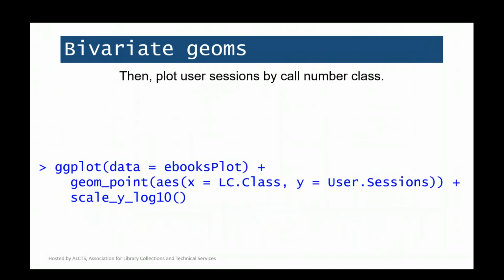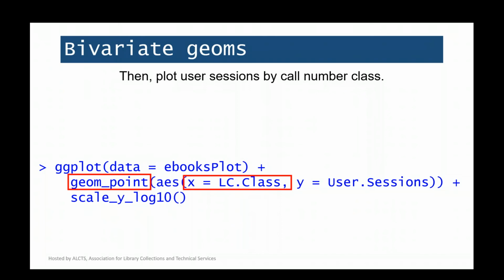So I'm going to add an ebooks plot, a new ebooks plot object. And then I'm going to plot user sessions by call number class. Here's what's going on. First of all, I'm using geom point. This creates a scatter plot. In scatter plots, each individual item is represented by a point on the graph.